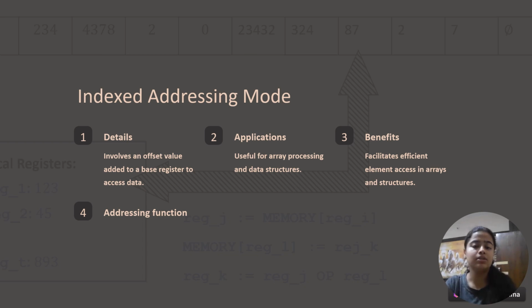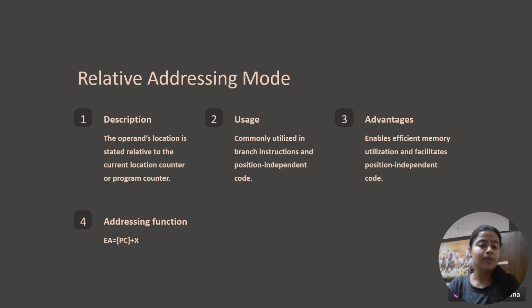Coming to the advantages, you can easily access the elements of your data, of your instruction, since it is mentioned by means of your index. So using the index, you can directly access those elements present in your array data structures. Coming to the next one, we have the relative addressing mode. The term relative refers to the current location or the current program counter. Program counter is nothing but the set of instructions which will be executed. So this is represented as the sum of the program counter and the address we have. So the operand's location is stated relative to the current location, or the program counter.